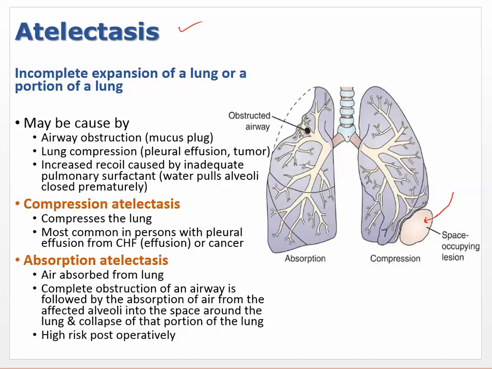If you inhale something, like a piece of popcorn or a peanut, and it blocks one of the branches of the bronchi, well, you're not going to have air moving through there, and that lung isn't going to expand in that area. So that's atelectasis. Okay, it could also just be mucus. A thick chunk of mucus could block it too. So airway obstruction, lung compression, increased recoil caused by inadequate pulmonary surfactant.